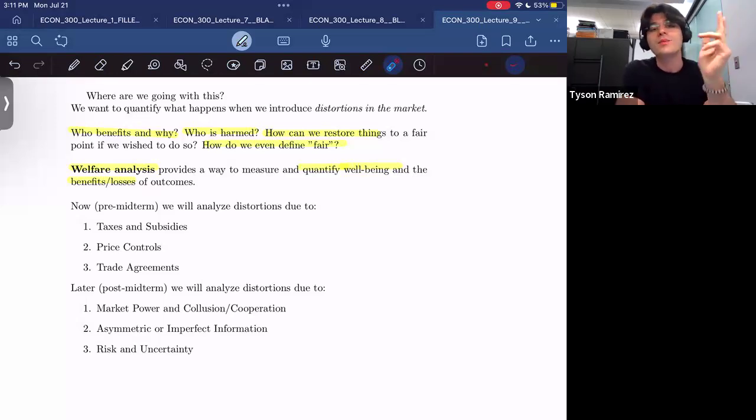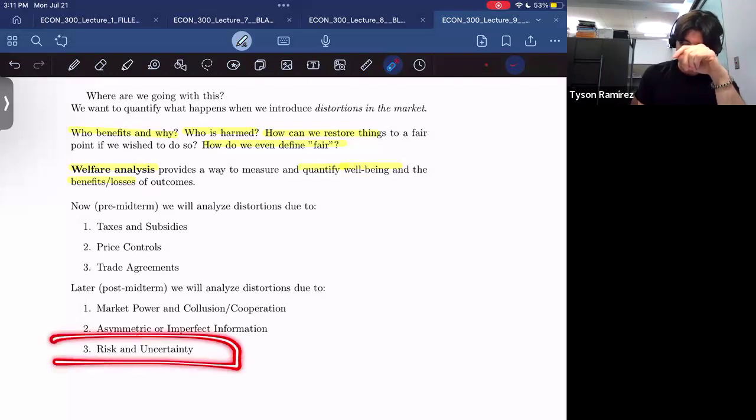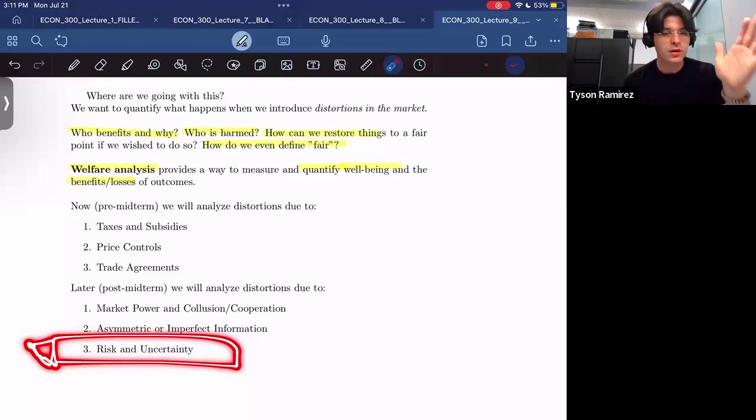And then lastly, if you're interested in finance like I am, then you will see that distortions will arise due to risk and uncertainty. I say finance, but this actually goes along with micro and macro stuff too. So how does a person change their behavior when there's a risk of losing their job? Or how do we change our behavior when we know that the economy is kind of in a downturn? So risk and uncertainty can cause distortions and can affect outcomes as well.